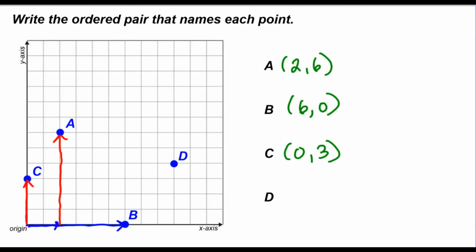And then D is 1, 2, 3, 4, 5, 6, 7, 8, 9 units on the x-axis, and then 1, 2, 3, 4 units up in the y direction. So D is located at the point 9, 4. So again, that is the coordinate grid system using the x and y axis to find points or to identify the coordinates of points on the grid.